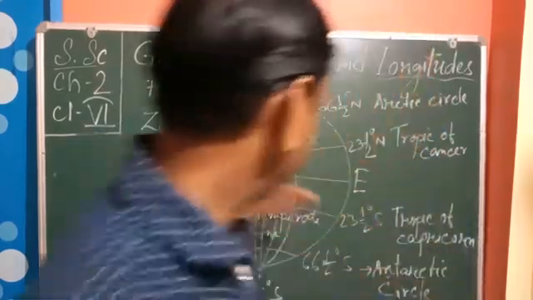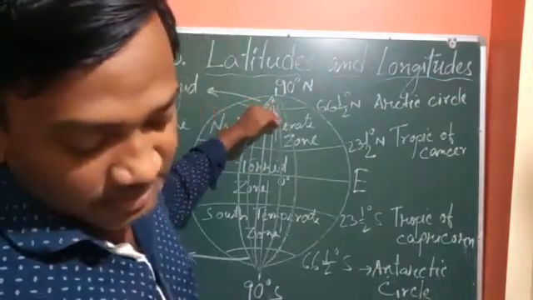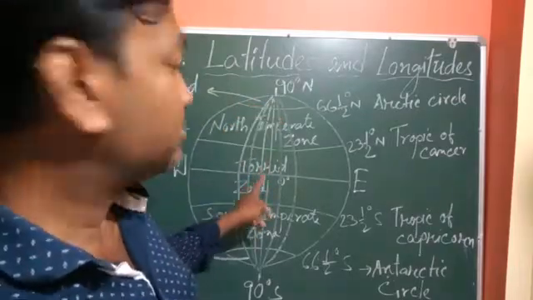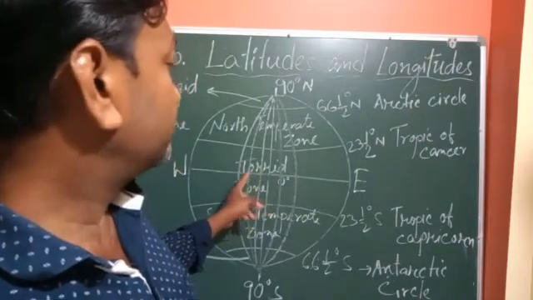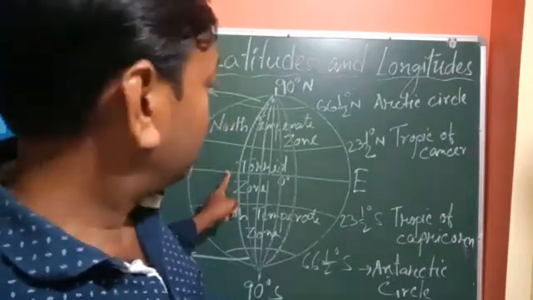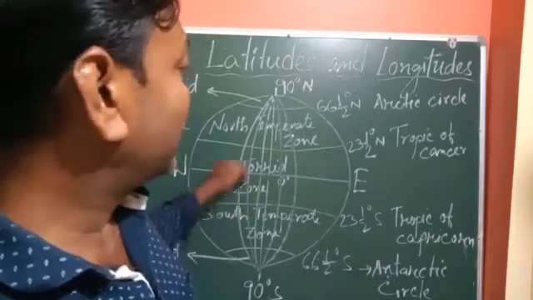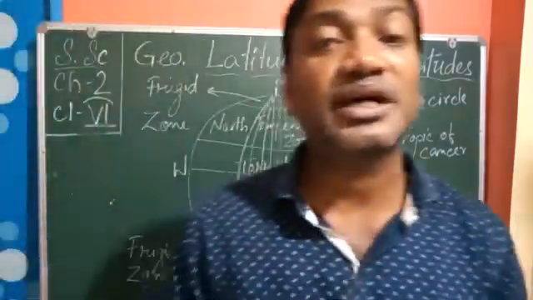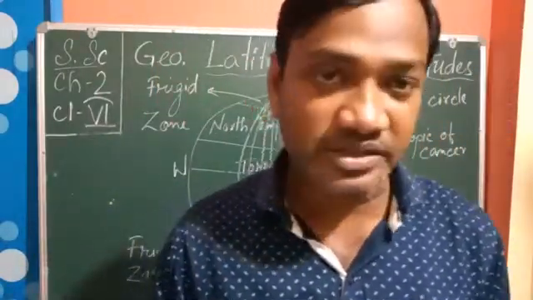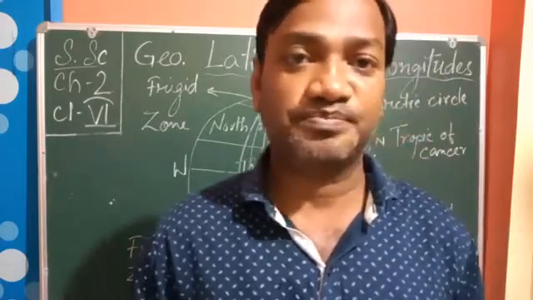That means 50 degrees north, it is upside, 50 degrees up, and 60 degrees west side from 0 degree. How many meridians? One meridian is 15 degrees. So 1, 2, 3, 4, 4 meridians are there, you can see in your book, and 15 into 4 is 60 degrees west side and 50 degrees north side. That means the location of P is 50 degrees north and 60 degrees west. That way we can locate any place.